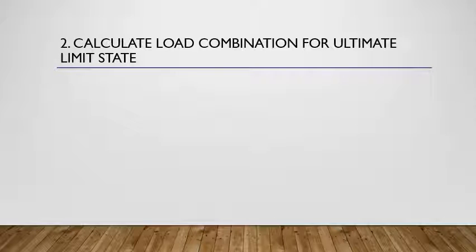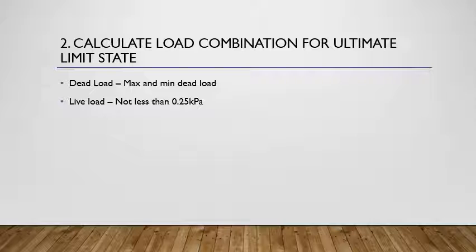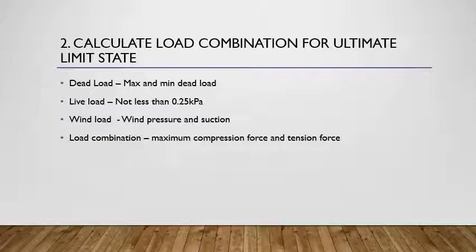The second thing we have to do is calculate the load combination for the ultimate limit state. Before we calculate the load combination, we have to calculate the maximum and minimum dead load. Dead load in this project includes insulation, sheeting, purlin, rafter, and roofing. After finishing the dead load, live load is next. If the live load in kPa is less than 0.25, then we will consider 0.25 as our live load. For the wind load, we have to calculate the wind pressure and suction. Lastly, we calculate the load combination for the ultimate limit state. The load combination includes maximum compression force and tension force.